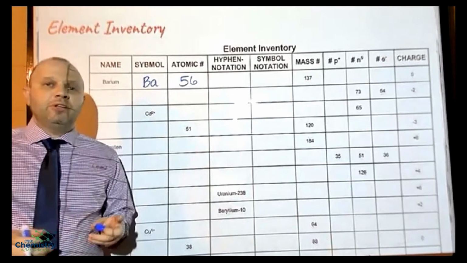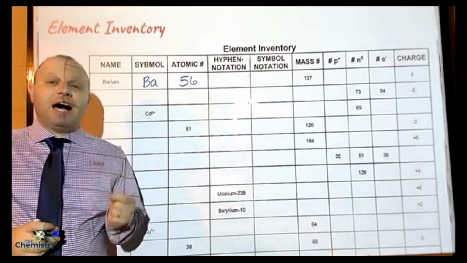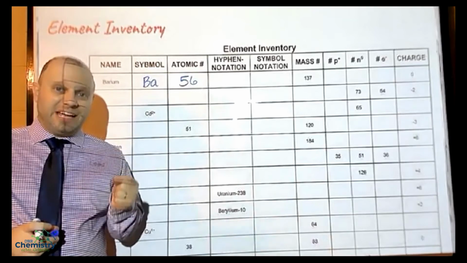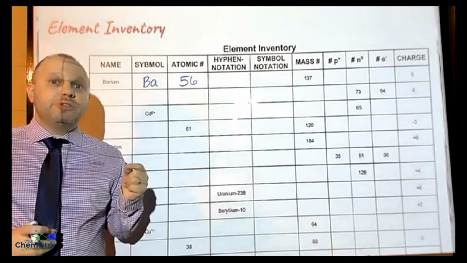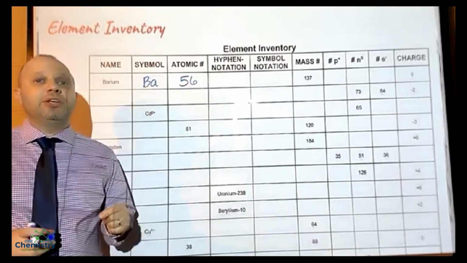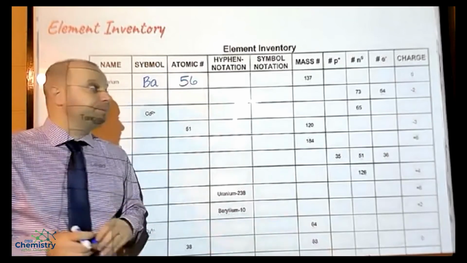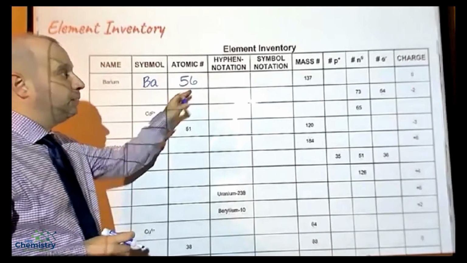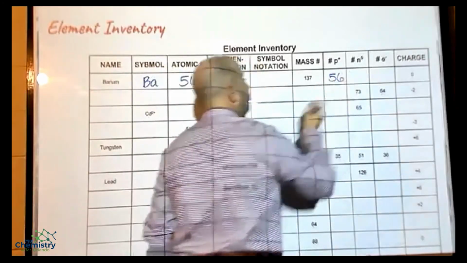Now, I mentioned this in passing earlier. However, I want to remind everyone that the atomic number determines the identity of the element. That is also equal to the number of protons. So, protons tell you what element you have. No other subatomic particle can tell you that. Once you know the atomic number, you can fill in the number of protons over here.